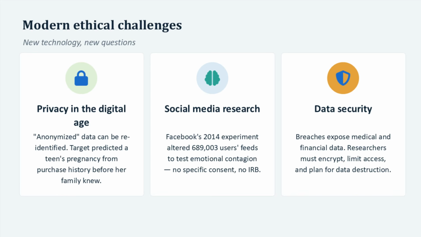Second, social media research. Back in 2014, Facebook conducted a large experiment involving almost 690,000 users. Researchers changed what appeared in people's news feeds. Some users saw slightly more positive content, while others saw slightly more negative content. Then researchers looked at whether that affected the emotional tone of what those users posted themselves. But here's where the controversy came in. Users were not specifically told that they were participating in this particular experiment. And that led to a much bigger debate about consent.